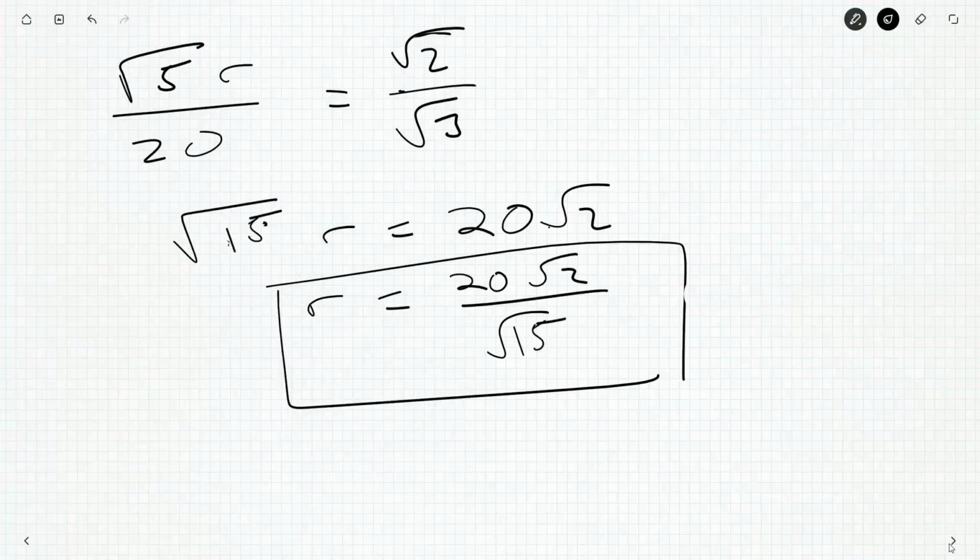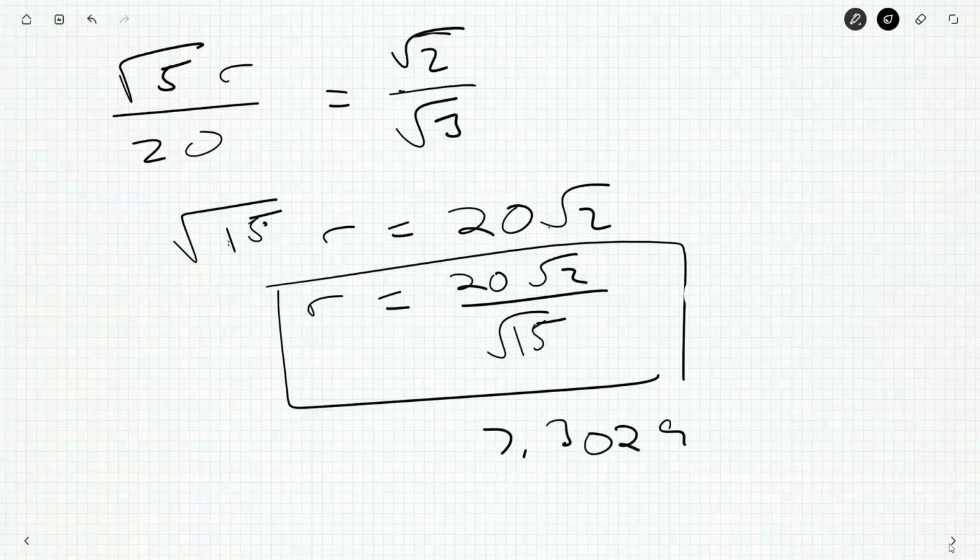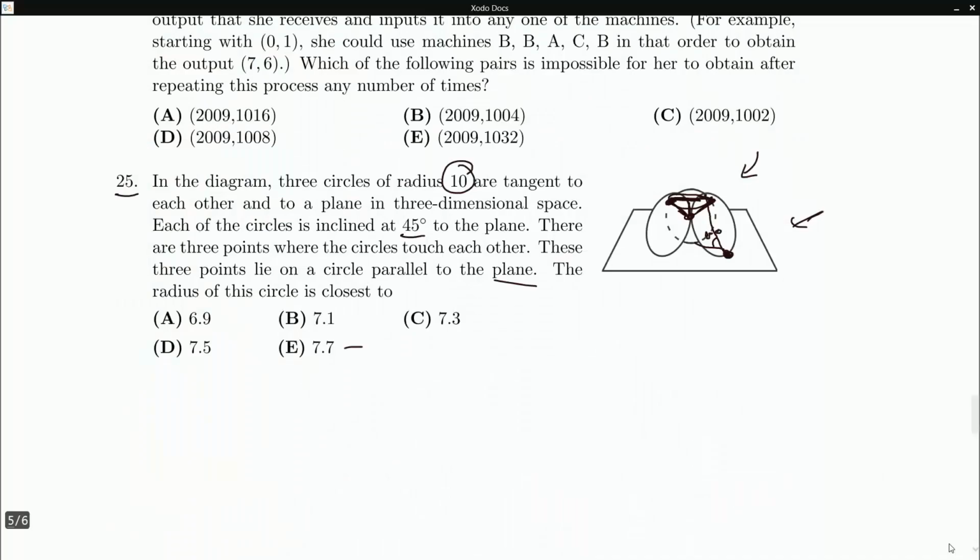Okay, let's try that again. That's a quick save. I didn't have to go back and analyze a whole bunch of things. Assuming that this works out. So divided by root 15, and I get 7.30296, blah, blah, blah. But this is one of the answers that we are presented with, C, 7.3.